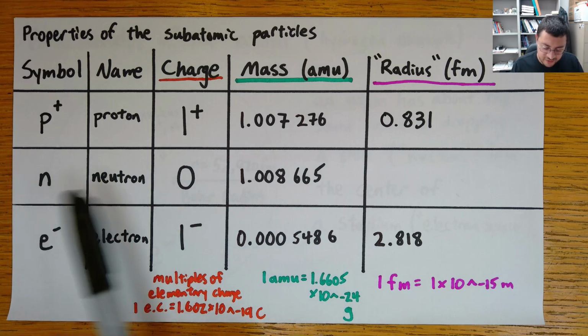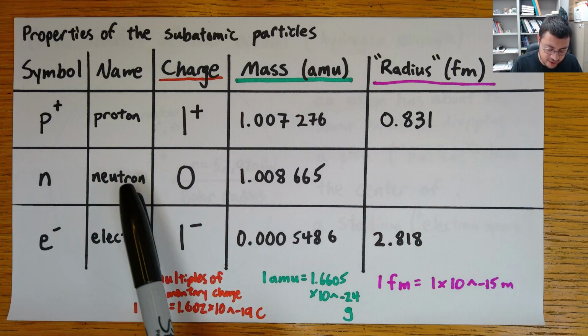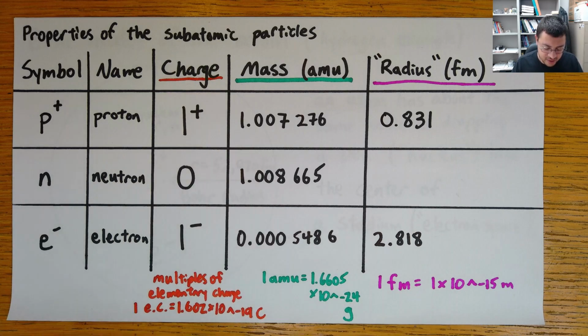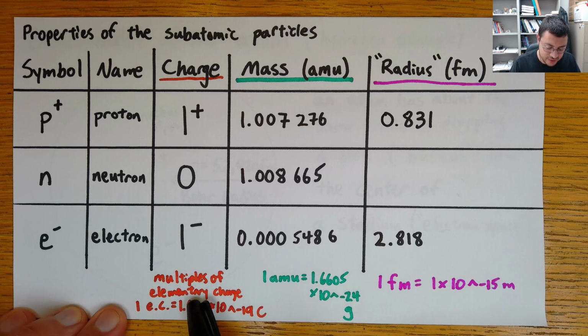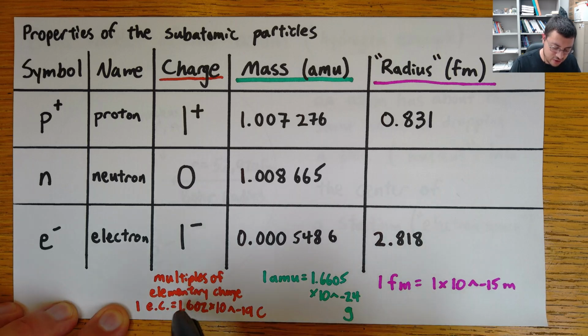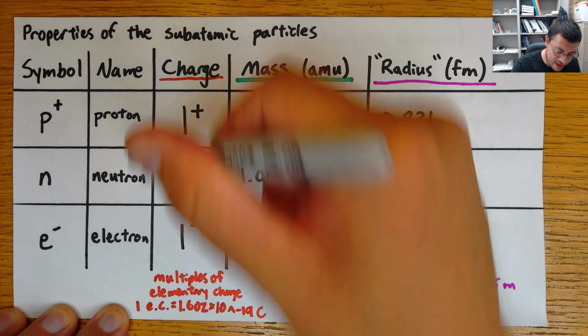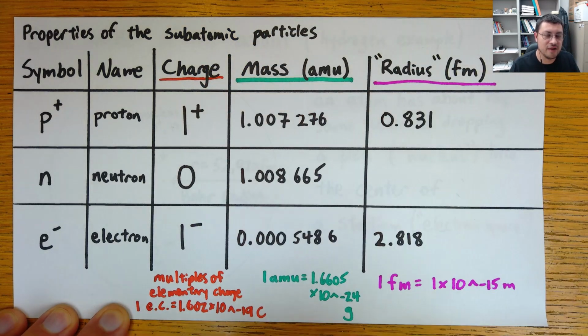So I listed some relevant information here for the proton, the neutron, and the electron. Let's start with charge. Without going too deep into physics land, I wrote these technical details down here. Basically, the elementary charge is known as 1.602 times 10 to the minus 19 coulombs, which is often a really cumbersome number to work with. So instead, we just call that an elementary charge, and a proton has an elementary charge of 1 plus.